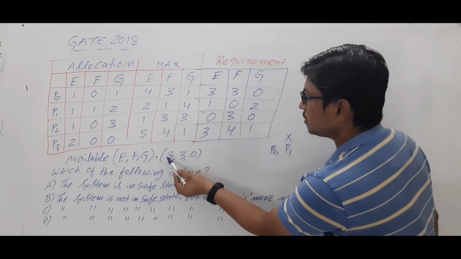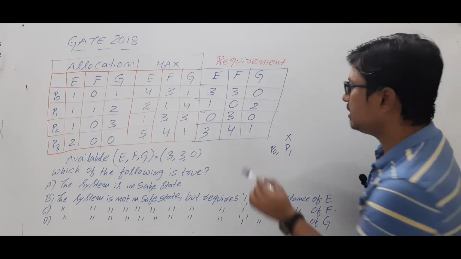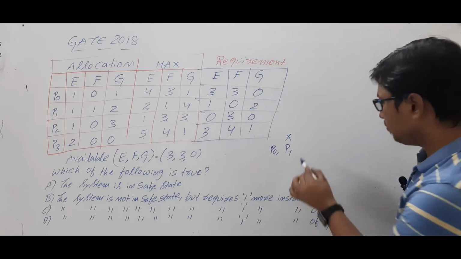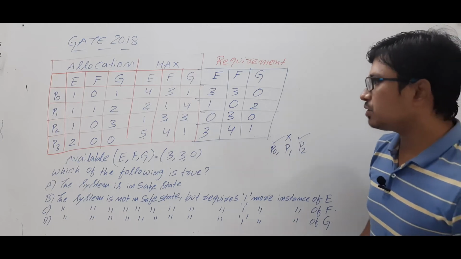P2, 0, we have 3, no problem. 3, we have 3, no problem. 0, 0, yes, even P2 we can satisfy. Is it clear? Are you able to understand?